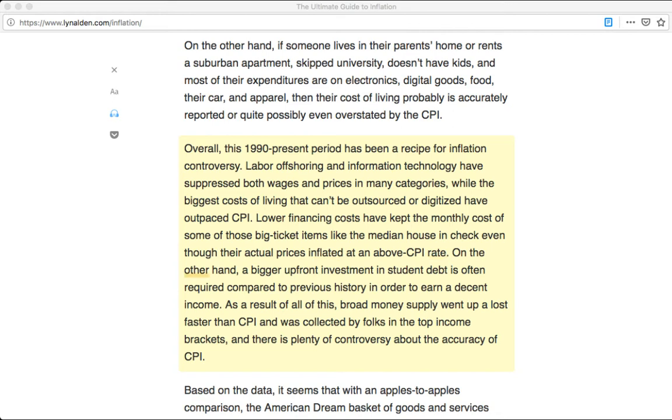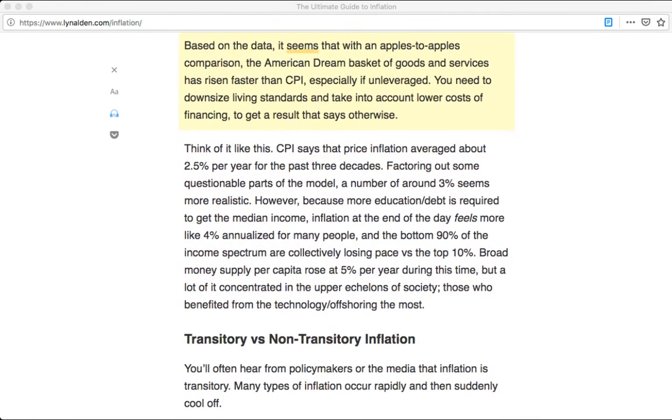On the other hand, a bigger upfront investment in student debt is often required compared to previous history in order to earn a decent income. As a result of all of this, broad money supply went up a lot faster than CPI and was collected by folks in the top income brackets, and there is plenty of controversy about the accuracy of CPI. Based on the data, it seems that with an apples-to-apples comparison, the American dream basket of goods and services has risen faster than CPI, especially if unleveraged. You need to downsize living standards and take into account lower costs of financing to get a result that says otherwise. Think of it like this.